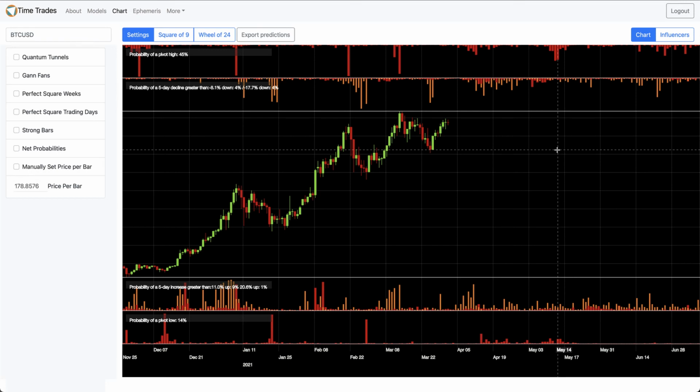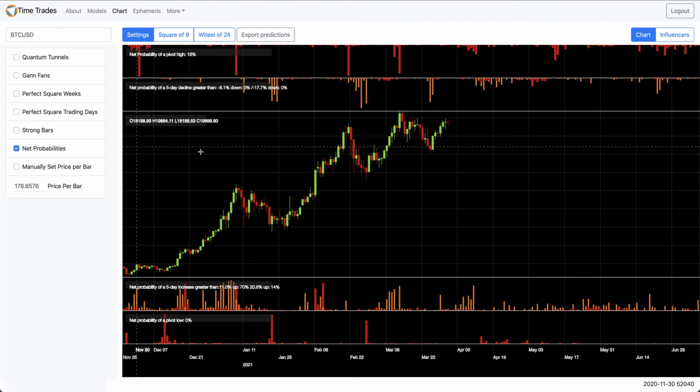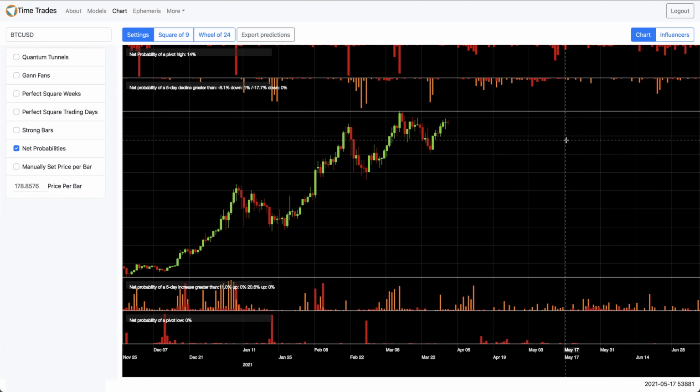So what you would do if there was no net probabilities feature, you'd have to look at this and subtract the values in your head and come up with an overall assessment of what the likely behavior of the stock is going to be. Now, by turning net probabilities on, you don't have to do that. The system just subtracts the offsetting probabilities, and then we can see on May 14th, we're just showing a 31% probability of a pivot high and a 0% probability of a pivot low. So that's all net probabilities does, it just subtracts the offsetting probabilities.